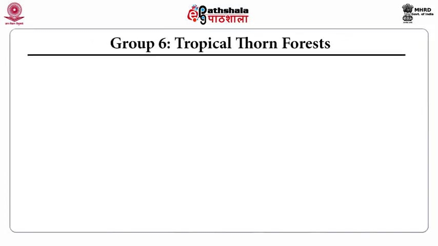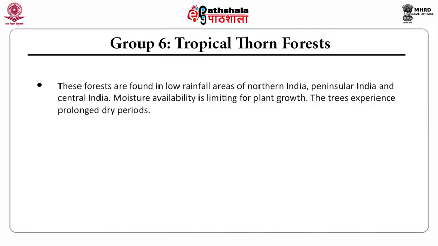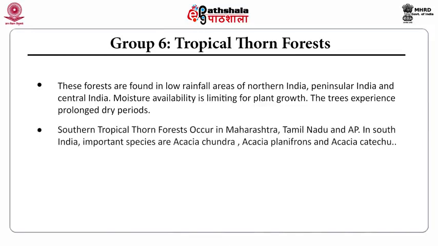Group 6, the tropical thorn forest. These forests are found in low rainfall areas of northern India, peninsular India and central India. Moisture availability is limiting for plant growth. The trees experience prolonged dry periods. The southern tropical thorn forests occur in Maharashtra, Tamil Nadu, Andhra Pradesh. In South India, important species are Acacia chundra, Acacia planifrons and Acacia catechu.